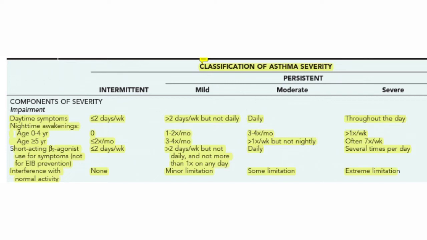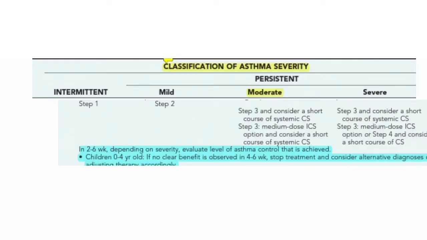So how are you going to start treatment after classifying the asthma severity? In intermittent asthma, you will go for step 1, that is SABA. In case of mild persistent asthma, you will go for step 2, that is low dose inhaled corticosteroid along with the SABA. In moderate persistent and severe persistent, in both you will go for step 3, that is SABA plus medium dose inhaled corticosteroids along with a short course of oral corticosteroid.